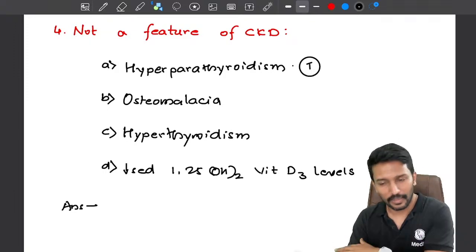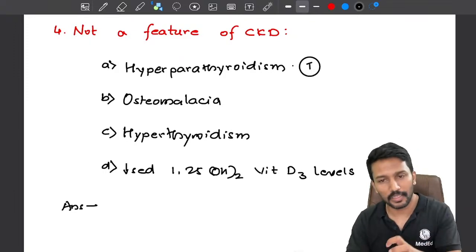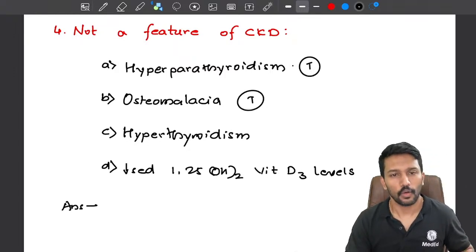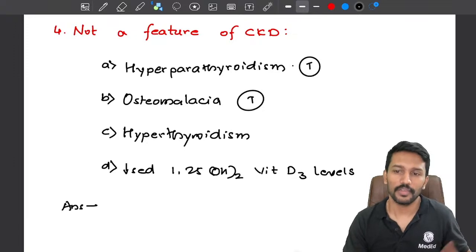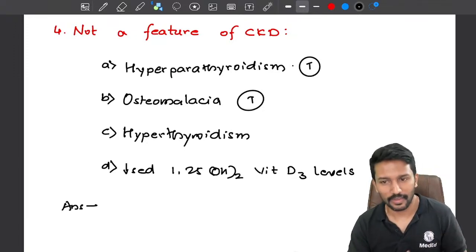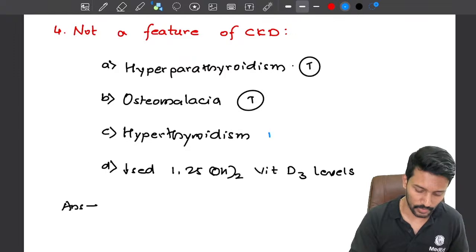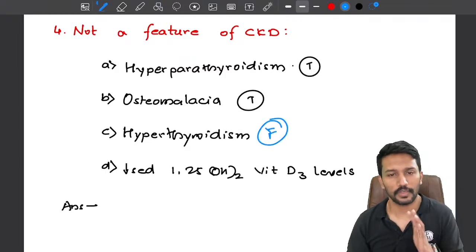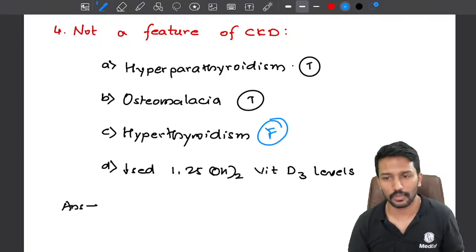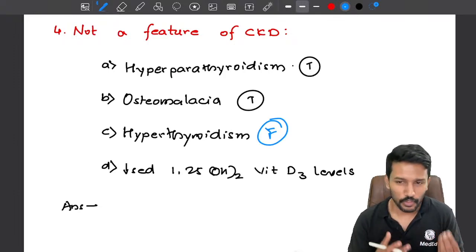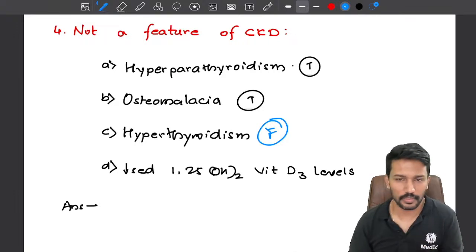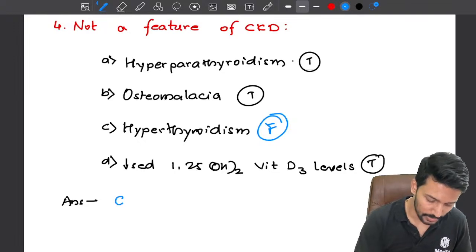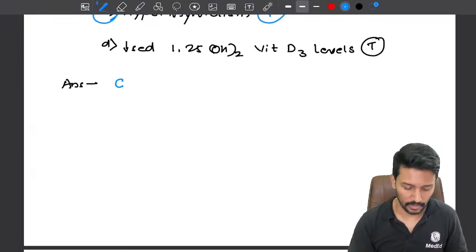Now the parathyroid hormone will clear the calcium from the bone, and FGF23 will inhibit the mineralization. So obviously we do develop osteomalacia. That is also true. Okay. Now do we see hyperthyroidism in patients with CKD? The answer is no. There is no direct relationship between the thyroid gland and CKD. So this is false. It is not a feature of CKD. Decrease in 1,25-dihydroxyvitamin D3? Yes, because the kidney is required for the conversion of 25-hydroxyvitamin D3 to 1,25-dihydroxyvitamin D3, so if there is kidney damage, that doesn't happen. So the answer for this question would be option C. Hyperthyroidism is not seen in patients with CKD.